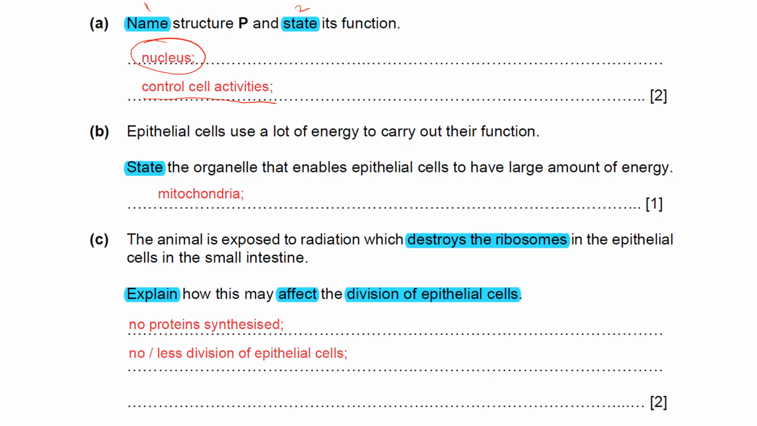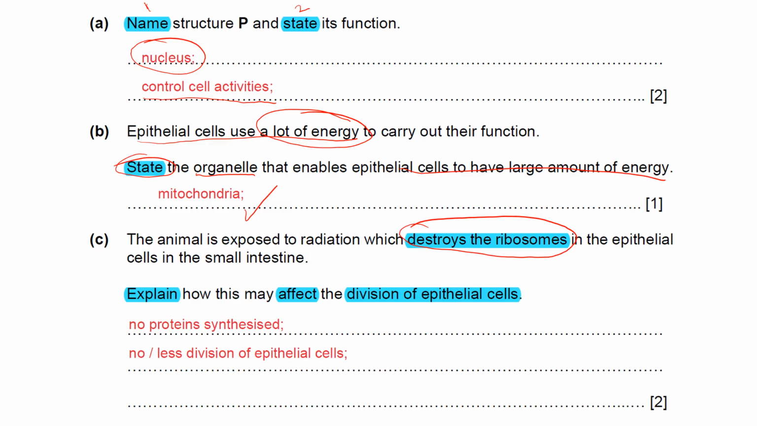Alright? Part B. Epithelial cells use a lot of energy. Now, when you talk about energy, the most obvious answer is mitochondria, which is actually the answer. So the question asks you to state the organelle that enables the cell to have a large amount of energy. And so mitochondria is the answer. Okay? Part C. This animal is exposed to radiation which destroys the ribosomes.